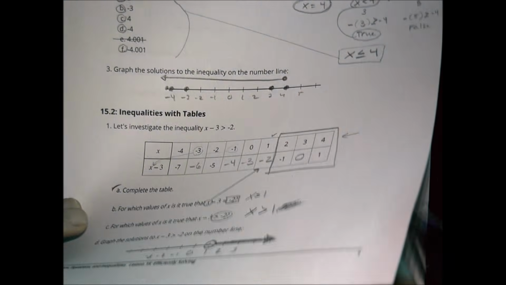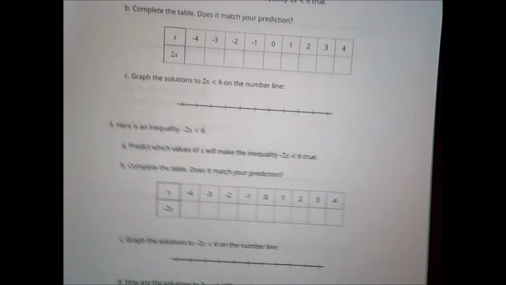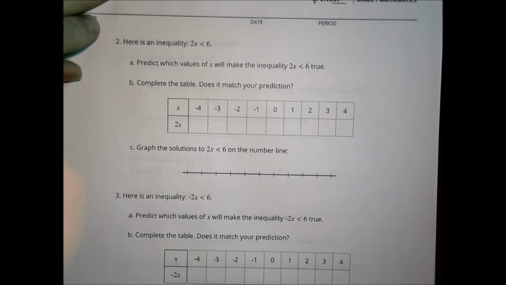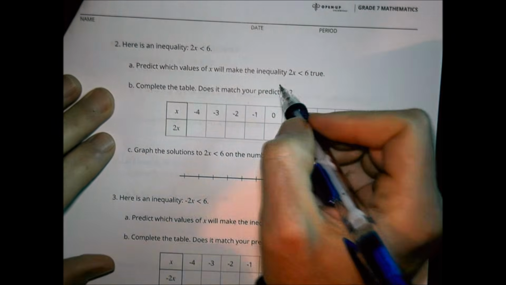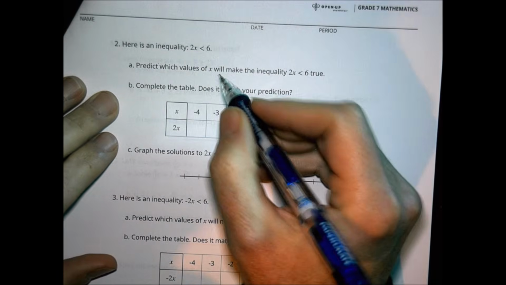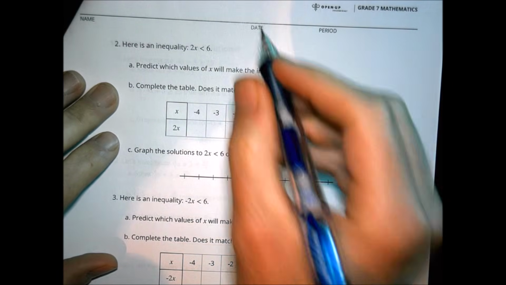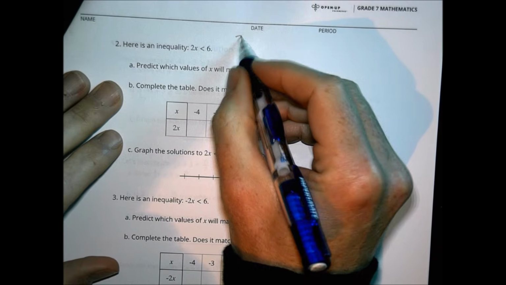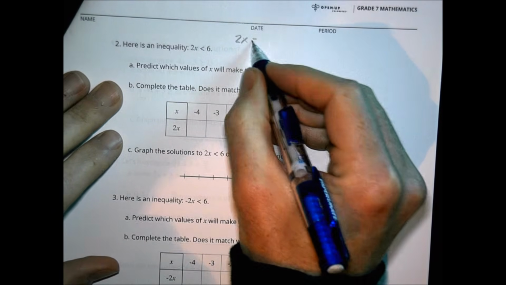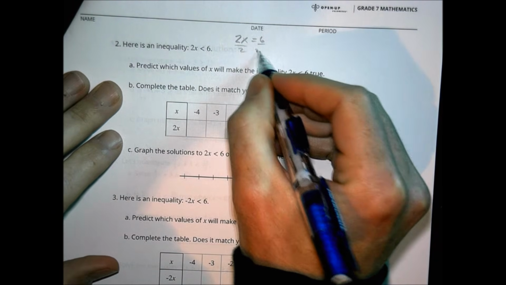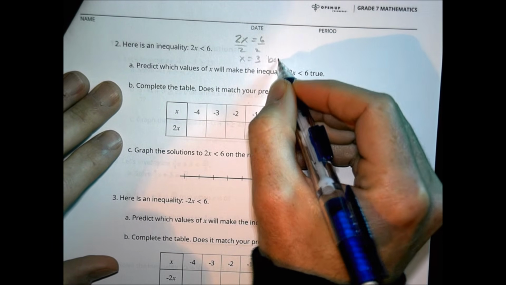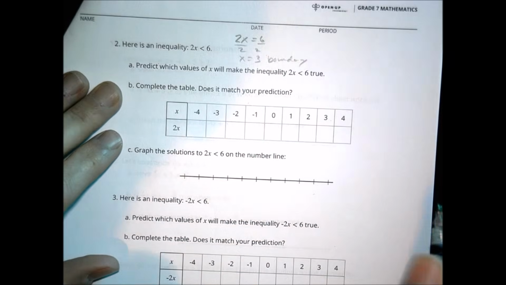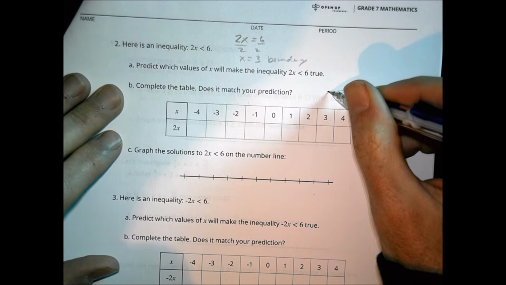Okay? Now, here's an inequality, 2x is less than 6. And again, we need to predict which values will make the inequality true. We want to have a value where this is going to be a true thing. So if I set this as an equation and did 2x equals 6, I would divide both sides by 2 and x is equal to 3. That becomes our boundary, right? That becomes our point where there's going to be a mark where x equals 3. So here's our 3 right there.